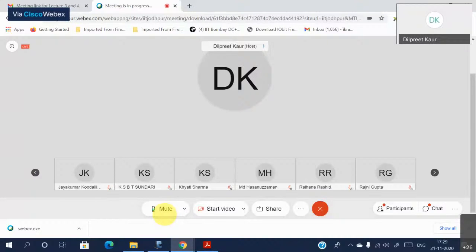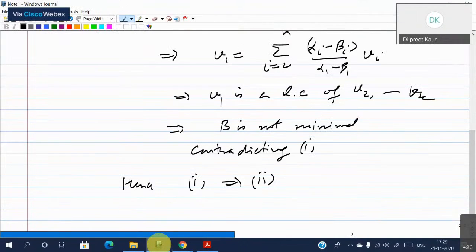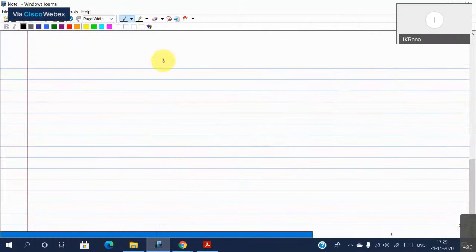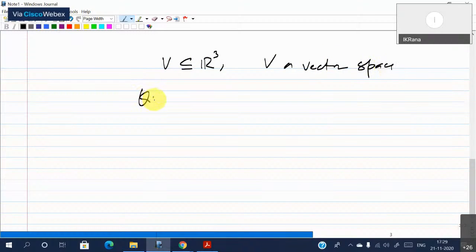So let me write the question. V contained in R3, V a vector space. Question: describe it geometrically.